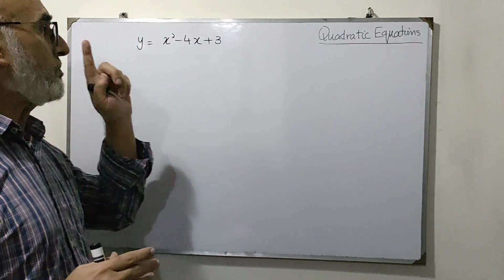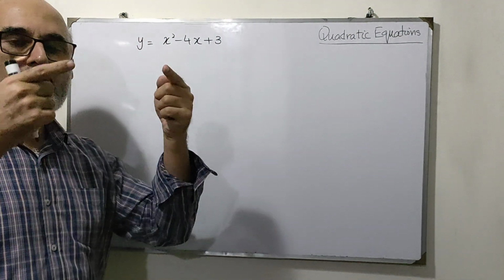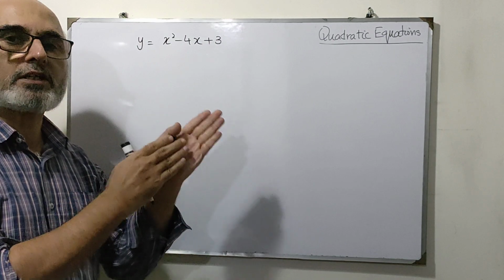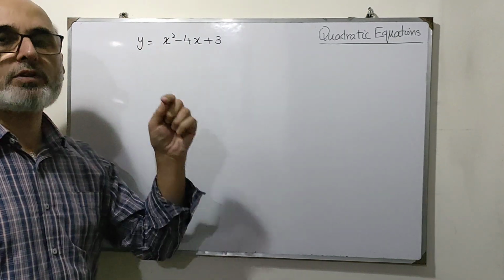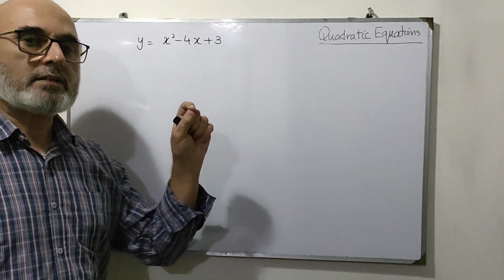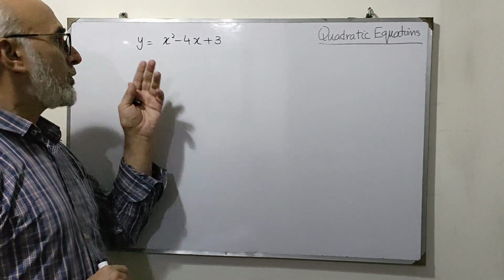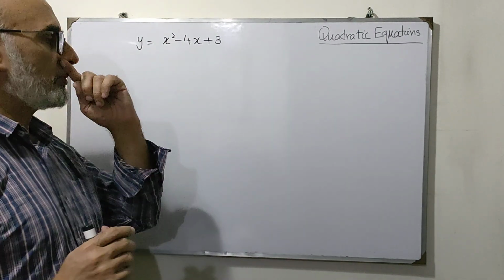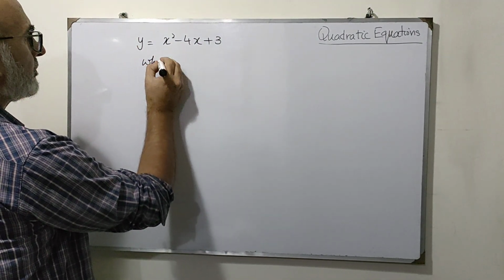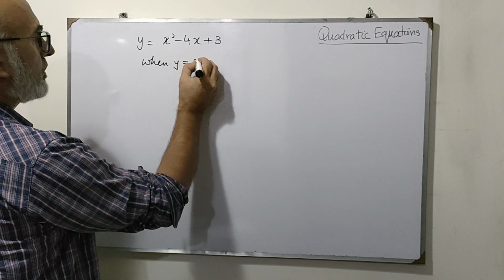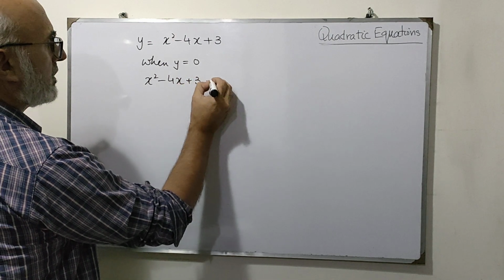Okay. If you remember exactly, this y value will give us the y-intercept, where the graph is going to touch the y-axis. And from this quadratic equation, we are going to get the values where it is touching the x-axis, right? And then we'll sketch the graph. So for this, supposing when y is equal to 0, we have x square minus 4x plus 3 is equal to 0.